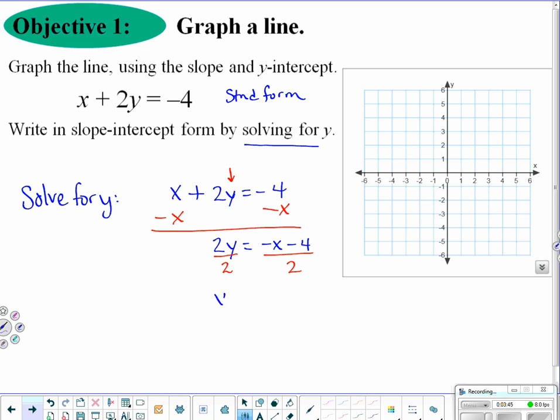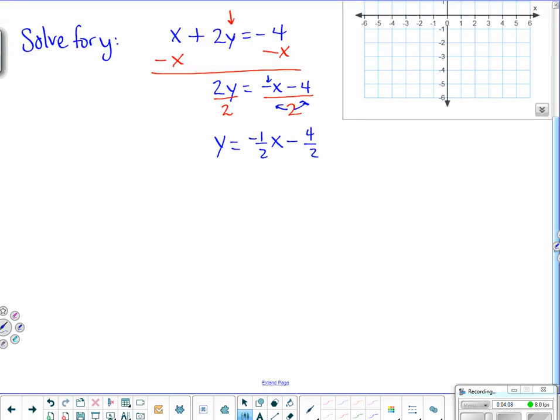It gives me y equals, I could rewrite this as a -1/2, negative coming from here, of course, and it's over 2, so -1/2 x minus 4 over 2. So I'm just giving them each their own denominator of 2, right? Each of those terms gets their denominator. And of course, this can be simplified. y equals -1/2 x minus 2. This is what we refer to as slope-intercept form.